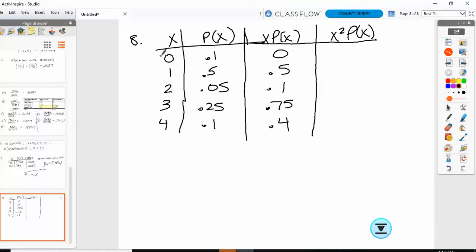X squared p of x, a couple ways of doing it. You could just take what we just got times our x, or you could go back and think 0 squared times 0.1, 1 squared times 0.5, 2 squared is 4 times 0.05. So does everyone know how to get those numbers?